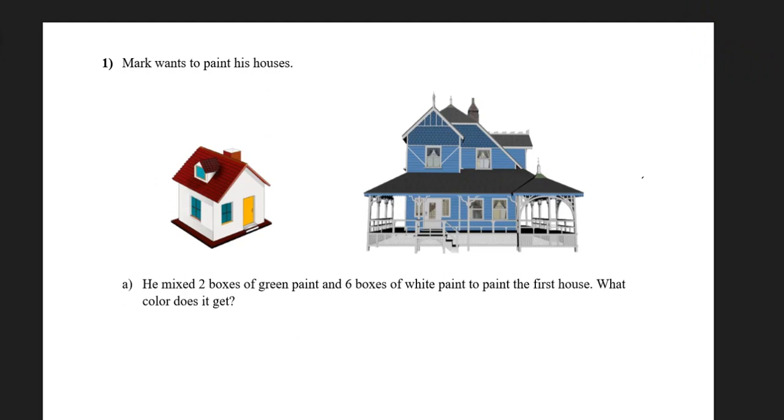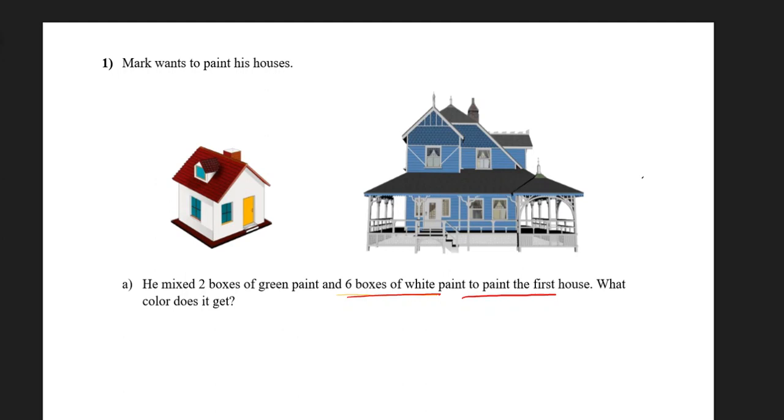Okay, let's start. We have more white boxes than green boxes. So the color we get will be lighter than the original color because the number of boxes of white is more than the number of boxes of green paint. We know this. You may think that the difference between them is 4. You are right, but think in the ratio concept.